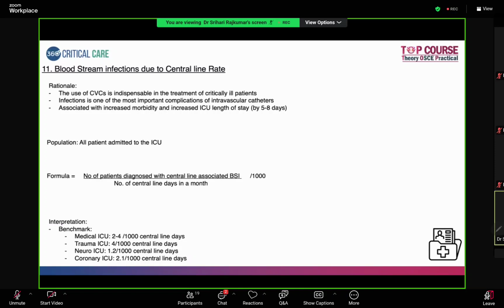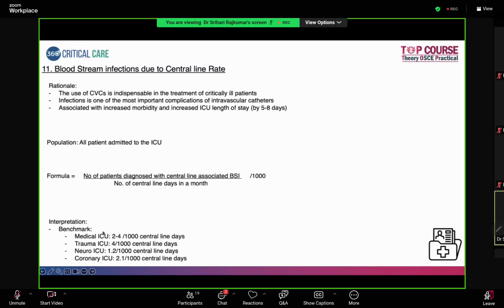So like I said, again, when they do the midnight census, they assess the number of patients who are there in the ICU, and they assess the number of patients who are intubated. And along with this, they also take note of the number of patients who have a central line and an arterial line also. So based on this, the number of patients who have a central line can be calculated per day. And for 30 days, the total can be taken and averaged. So that will give you the number of central line days in a month.